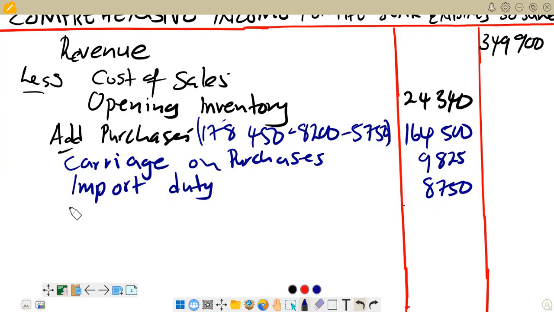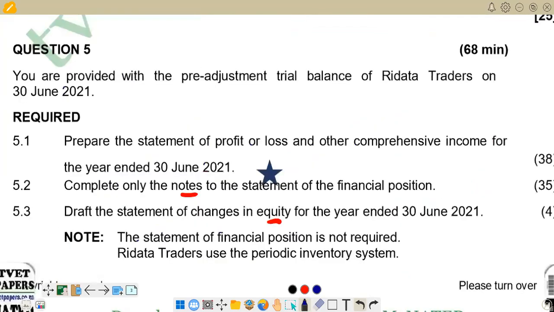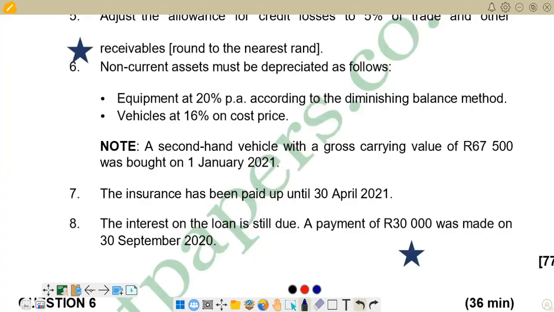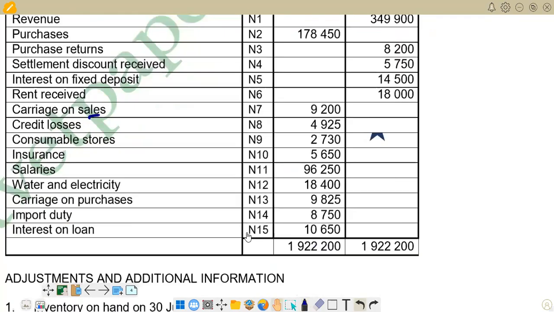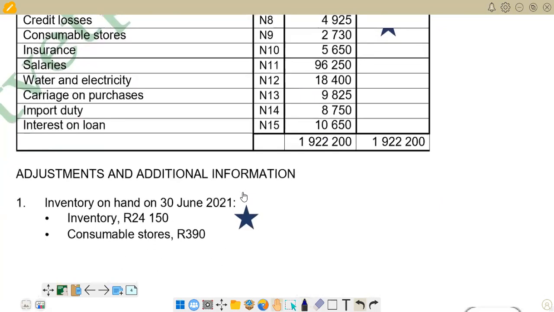Remember, we've got closing inventory that we have in the additional information. So here we are supposed to subtract closing, that is, less closing inventory. And we go and check the figure that we have for closing inventory in the question. If you go to additional information just below the table, we have that figure. On adjustment number 1, we have got inventory. So here you see that there are 2 inventories that we have there. We've got inventory 24,150, and then we've got consumable stores.